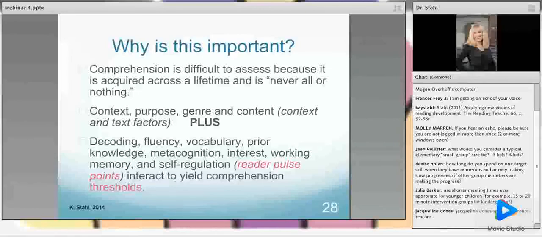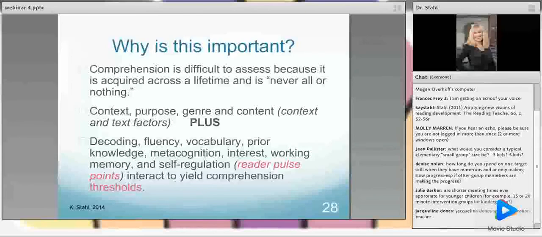This is important because that's one of the reasons why comprehension is difficult to assess. It's acquired across a lifetime. It's never all or nothing. So context, how much support is provided, our purpose for reading, the genre, and the content. These are context and text factors: classroom factors, setting factors, and factors related to the text.